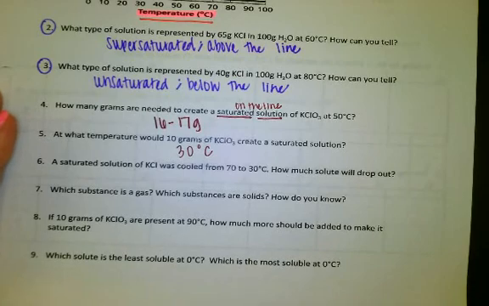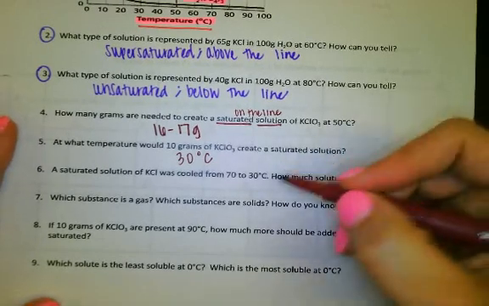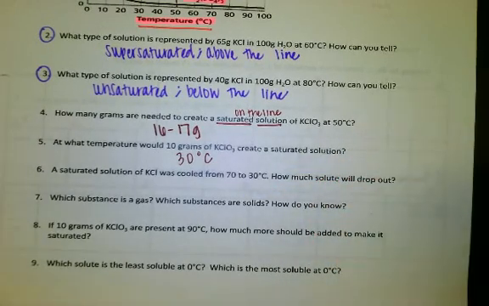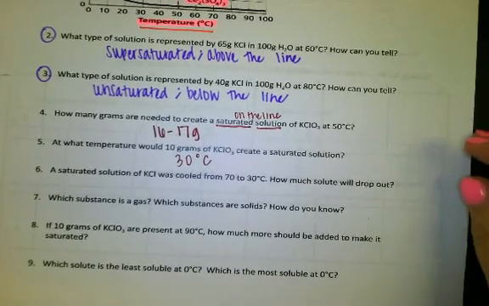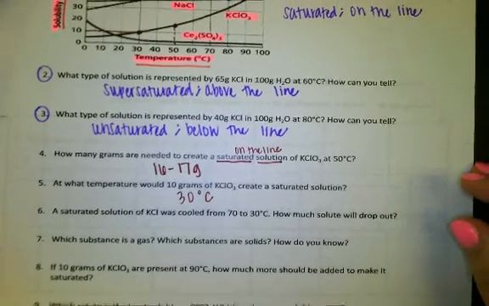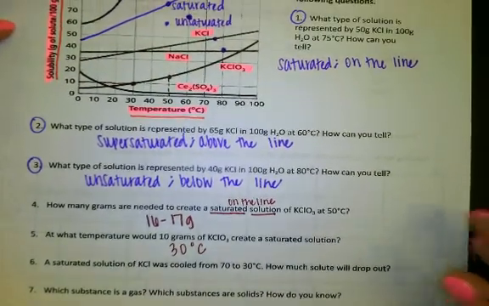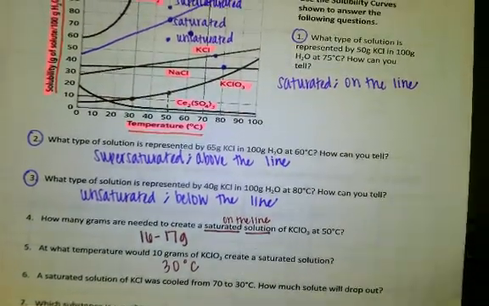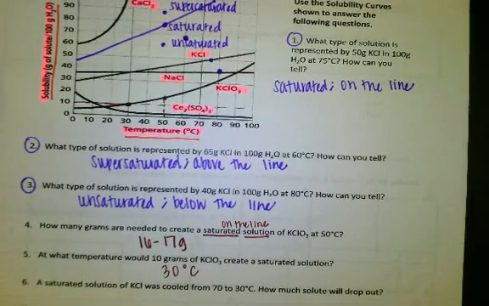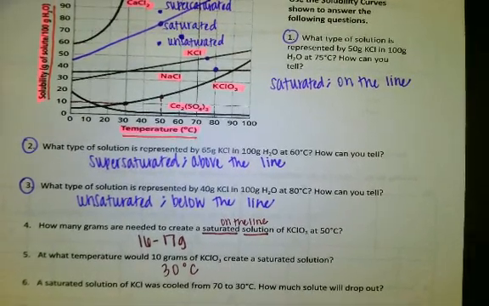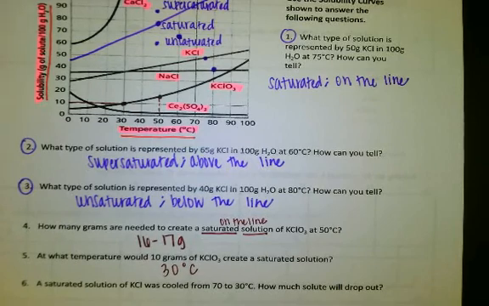All right. Number 6. A saturated solution of KCl was cooled from 70 degrees to 30 degrees Celsius. How much solute will drop out? Does anybody know what that means? How much solute will drop out? Anybody want to take a guess at what you think that means? Solute? Well, what is solute? What is solute? What's solvent?